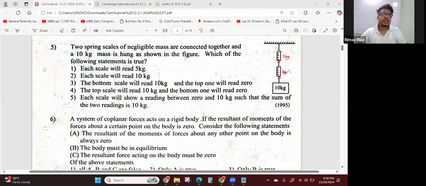Now if we consider this one, it has to carry a weight of 10 kilograms, so it will show 10 kilogram. But this one has to carry this mass also, so it will show 11 kilogram. If both scales have 1 kilogram mass, this scale has to carry only this 10 kilogram, but this scale has to carry this 10 kilogram as well as this 1 kilogram, so it will show 11 kilogram.